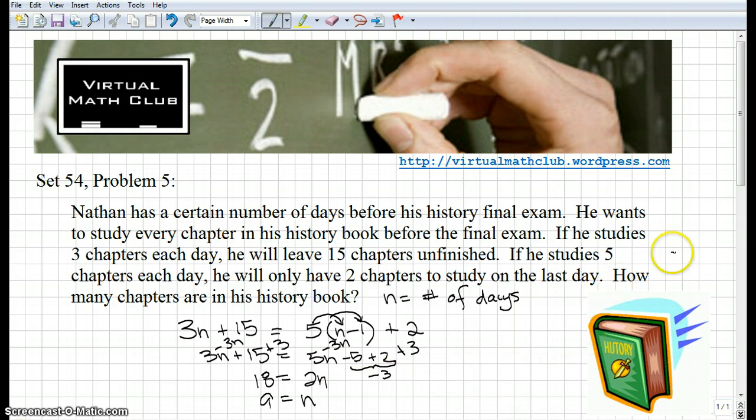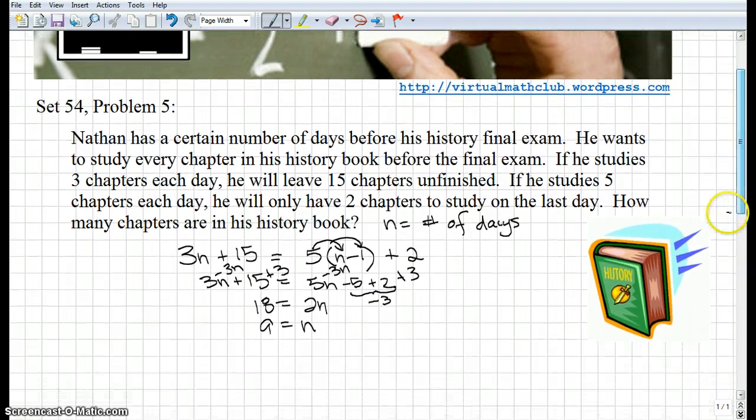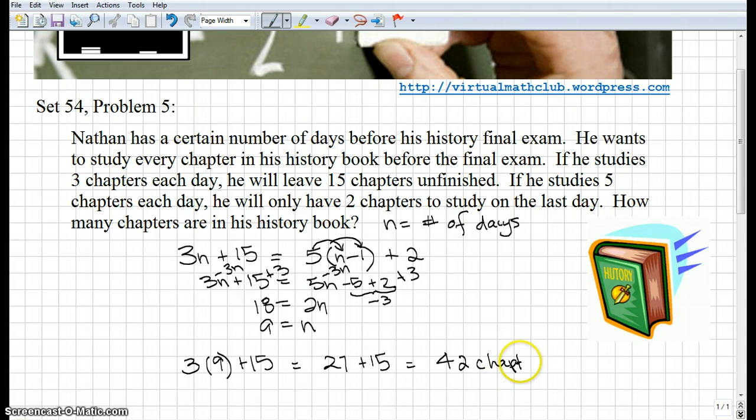So we're not done yet, because we want to know how many chapters he has in his history book. But like I said before, if we knew the number of days, we could figure that out either by substituting into this equation or this equation. So we know that if he studied 3 chapters a day for 9 days, he would have 15 chapters left over. So that's 27 plus 15, and that's equal to 42 chapters. Now we could also substitute that 9 into the other side. So we'd have 5 times 8, right, because 9 minus 1 is 8, plus 2, and again we'd get 42 chapters.